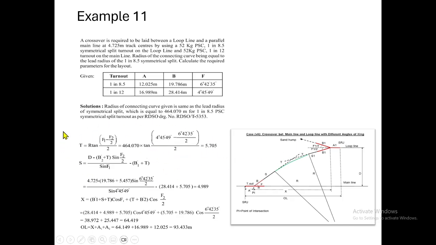In this case, how to proceed? So work out the tangent length using the formula R tan (f1 minus f2) divided by 2. So we get 5.705 meter as our tangent length. And the s distance we are finding out now. As derived earlier, s equals this much, and we find 4.98 meter s distance. So x distance equals all the horizontal distances, making triangles. So b1, s plus t, yes, we are finding now 4.89989, and t cos of f1 plus t plus b2.